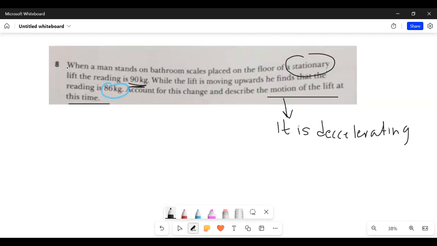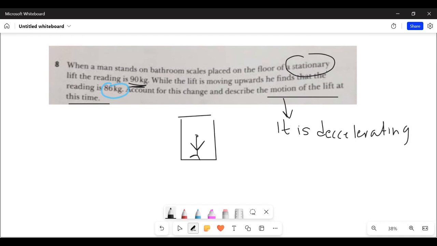Okay, so now let's show that in an equation. A lift, a person standing on the weighing machine. The lift is going upwards, but now it's decelerating. That means its speed is decreasing. So what should be the forward force? What should be the backward force here? Forward force is the force in direction of motion. So what is the force being applied here?